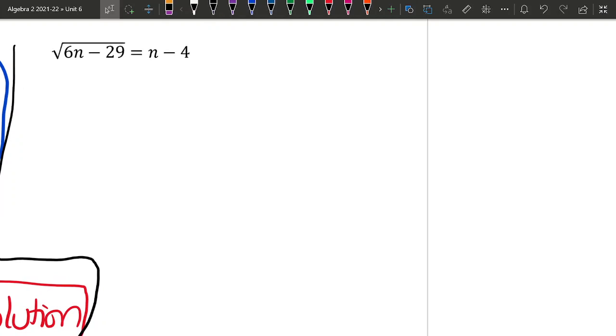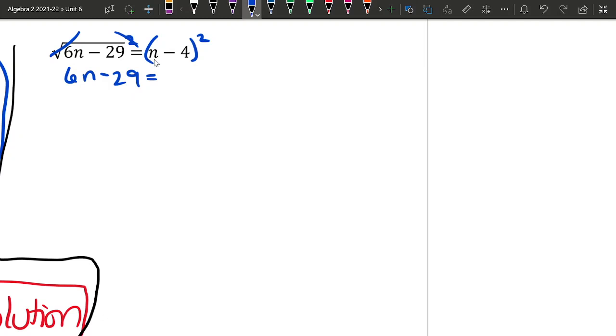Step 1 is to isolate the square root. It's already all isolated. There's nothing over there, just the radical. So then step 2 is to get rid of it. So square it. If I square one side, I have to square the other side. Square root squared cancel. 6n minus 29 equals n minus 4 squared. So again, I could take n minus 4 times n minus 4 over to the side, or I could follow the pattern that you follow when you square a binomial.